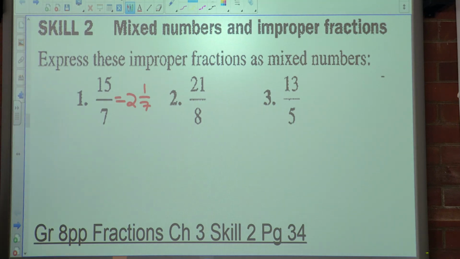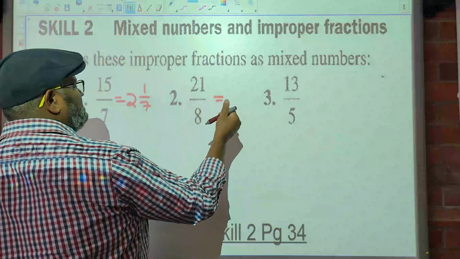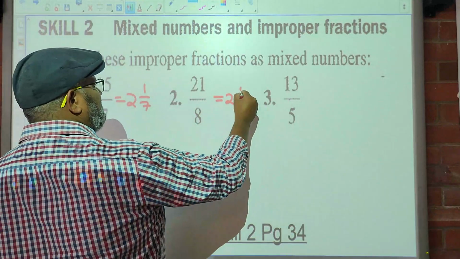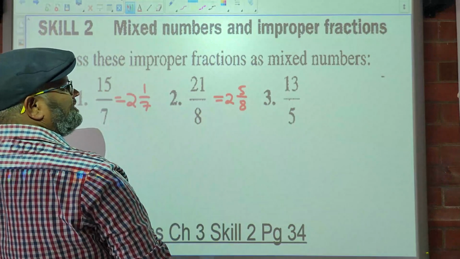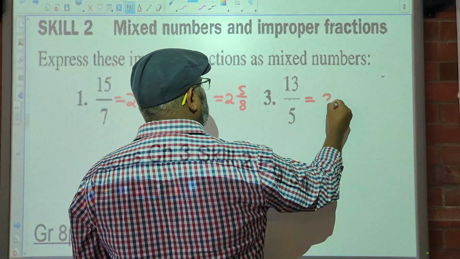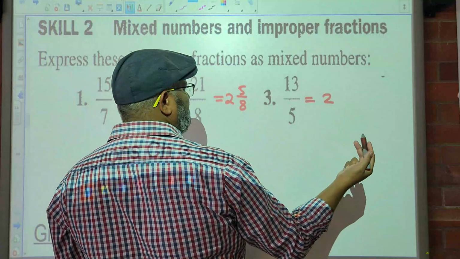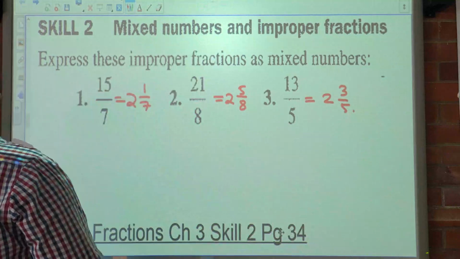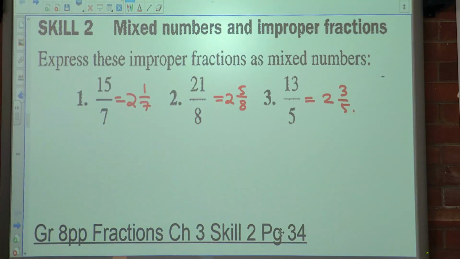8 goes into 21 how many times? Twice, so that's 16. 8, 16. And 5 remaining, 5 over 8. How many times is 5 going into 13? Twice. There's 5, 10, and 3 remaining. See any confusion at this point?